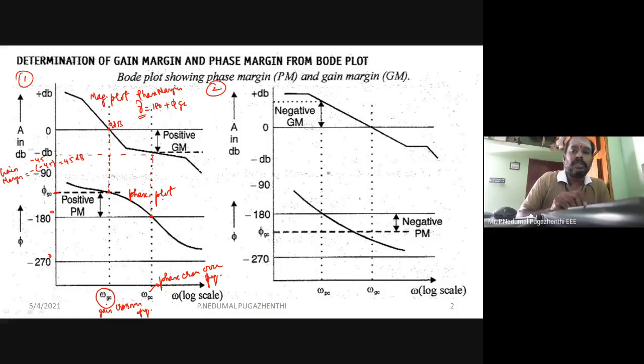Do you have any doubts regarding calculating gain margin and phase margin from this diagram? Any doubts in particular?